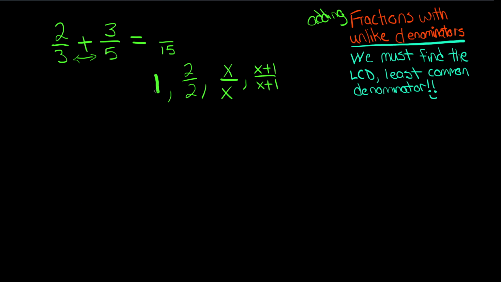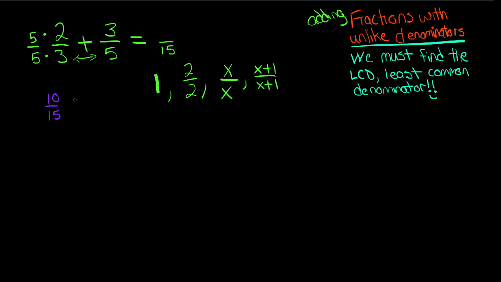But now, let's use this fancy one idea. So how can we get 3 to turn into 15? What do we have to multiply 3 by to turn it into 15? Yep, we multiply it by 5. So let's go ahead and write that down there. And instead of just doing that, we're going to multiply by the fancy one version of 5. And we're going to multiply both the top and the bottom by 5. That gives us 10 over 15.